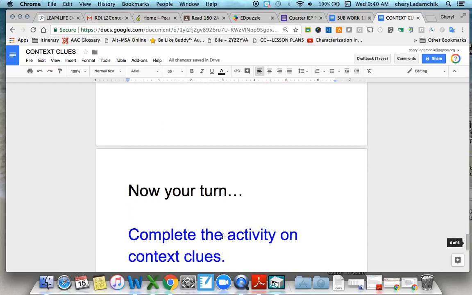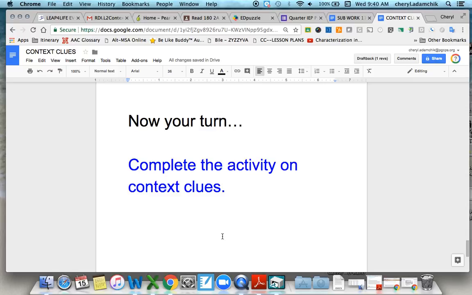Okay, so now it's your turn. Complete the activity on context clues that's posted in the classroom.